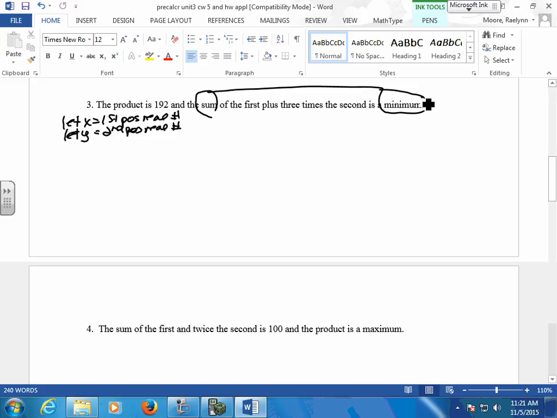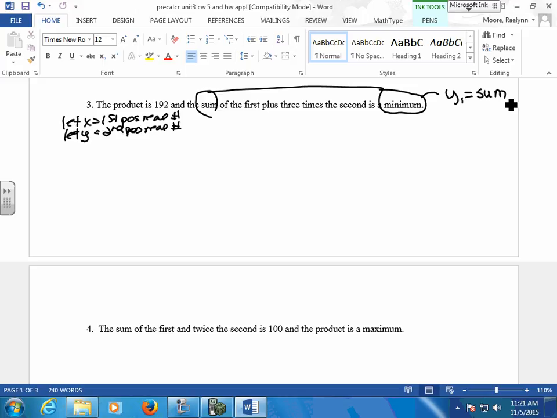Just the sum is a minimum. This is what goes into my y1. So start like this. Sum. Well, that's what's going to help us get your x and your y. But my sum is at a minimum. My product is at something else right now. My product is at 192. But let's see what this is. So your product is at 192.